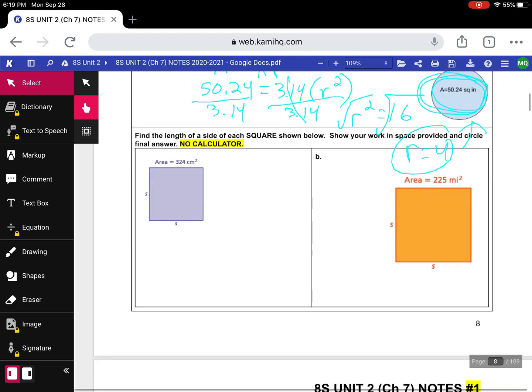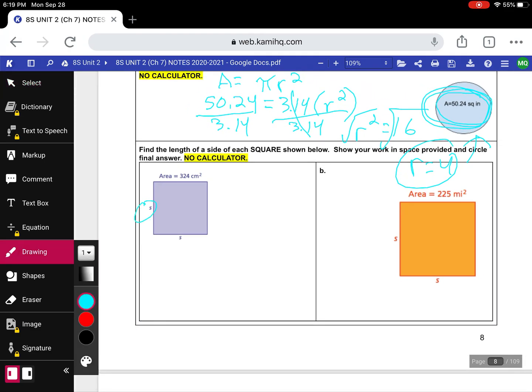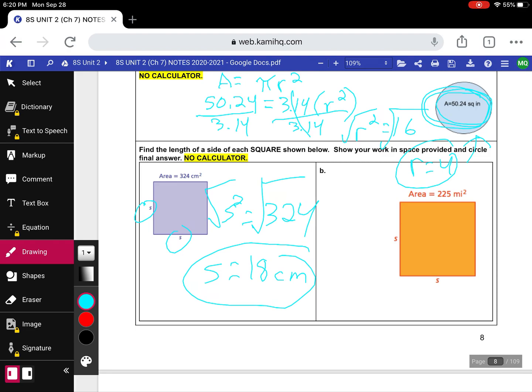Okay, moving right along, we don't need to do both of these. Which one do I like better? We'll do the first one. Area equals 324. We have an S and we have an S. We know side squared, or side times side, is the area of a square. So side squared equals 324. And how do we undo squared? We take the square root. So the square root of 324, and you guys are going to have your yellow sheet next to you until you memorize those, is 18 centimeters. Oh, and up here I should have had inches, right?